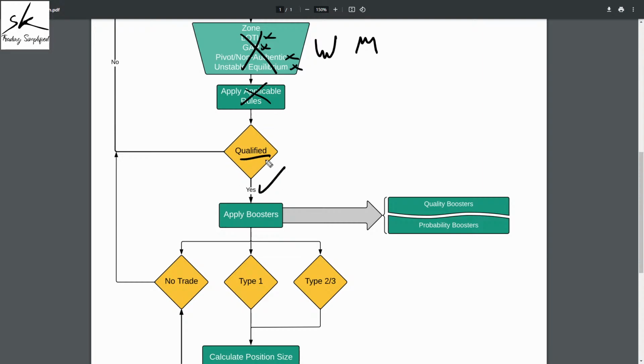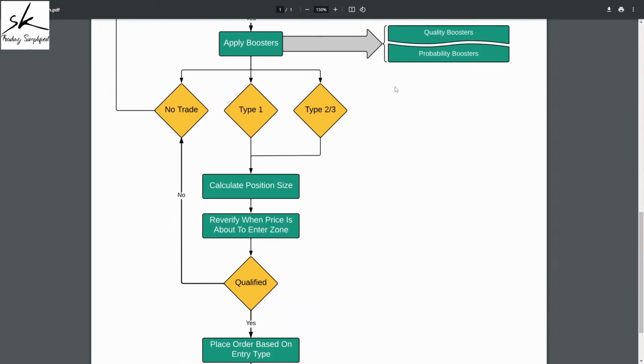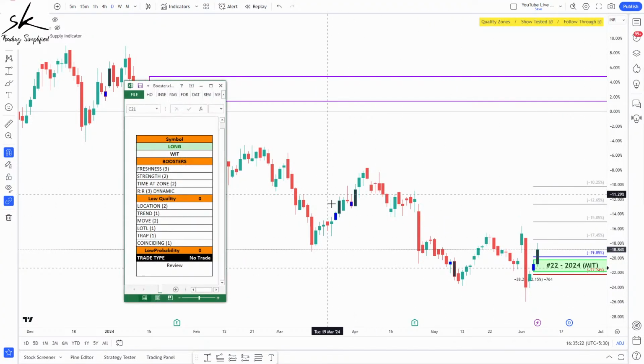So is the zone qualified for me? The answer is yes. So now that we know the zone is qualified, the next step is we'll do our booster scoring. You can't still trade it blindly. So let's start with our boosters. The very first one is freshness. The zone is definitely fresh. You can see after leaving the zone, price has never been back. Gets a score of 3.